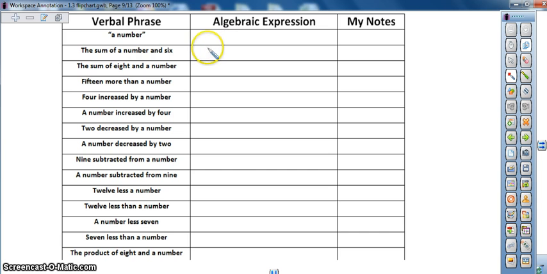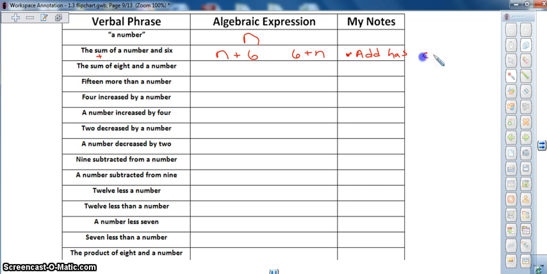Right now, on page 9, we're going to do some of these together. So, verbal phrase: a number. What's the algebraic expression? Since it's number, I like to use the variable that starts with number, n. The sum I know is addition of a number n and 6. N plus 6. Would I mark it wrong if you told me 6 plus n? No, and our main reason is addition has the commutative property. It lets me switch the order.